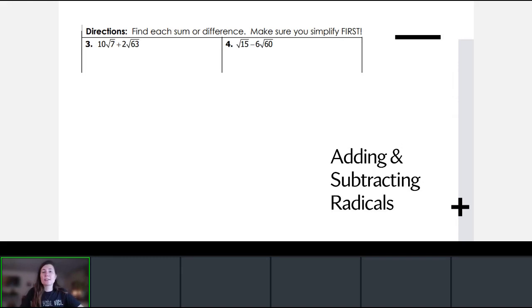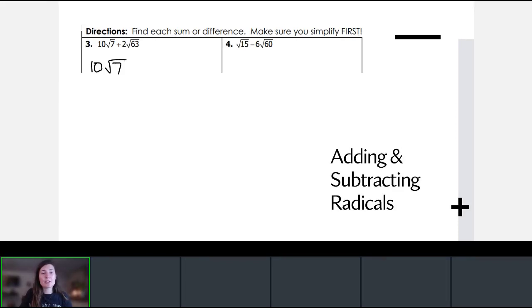Here we're again going to find the sum or the difference. Here we do need to be sure that we understand how to simplify radicals. So in number 3, we see that we have 10 root 7 plus 2 root 63. These are not like radicals, but if we simplify the root 63, we will see that we do actually get a term with root 7 in it, and we'll have like terms. So we can see that our first term is unable to be simplified. The square root of 7 cannot be simplified any further.